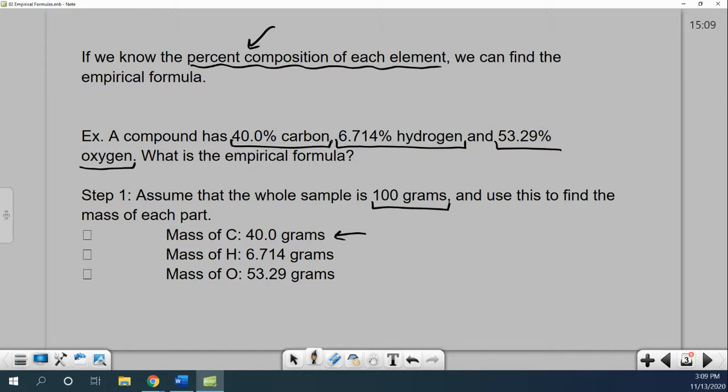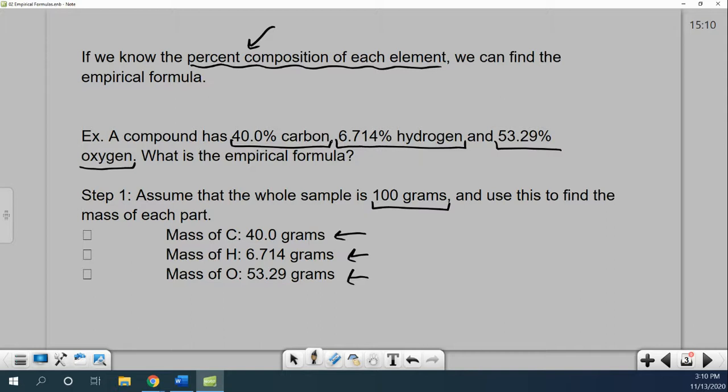So cool. Here's my 100 gram sample. If I know my percents, I've got 40 grams of carbon, 6.714 grams of hydrogen, and 53.29 grams of oxygen. That's pretty straightforward. You take the percents, and you literally change the percent sign out for a gram symbol. It's not magical math. We're just assuming we have 100 grams. If I could give you any amount, this system would work. But if we pick 100, it makes our math easy.